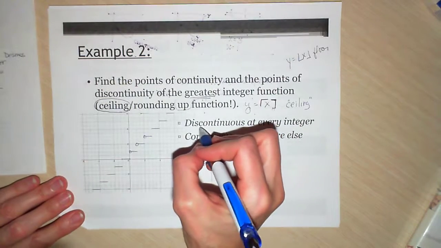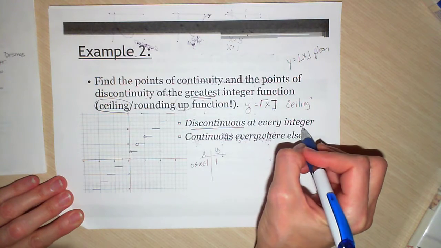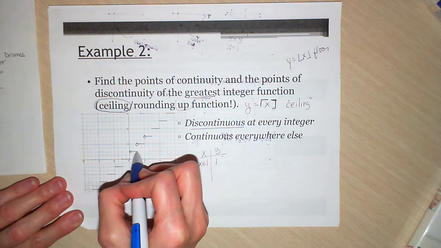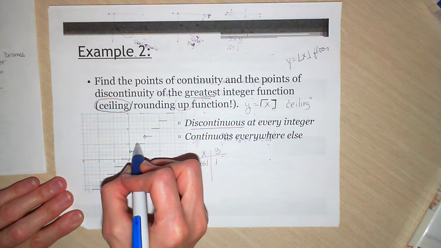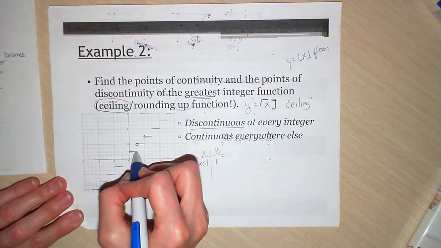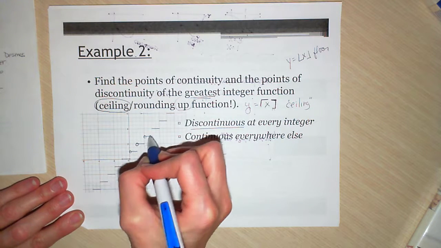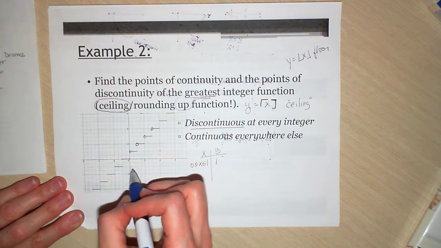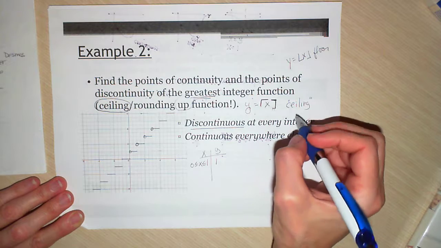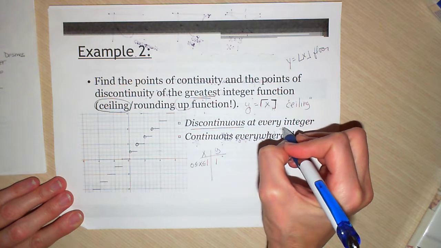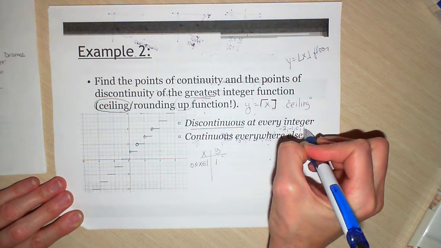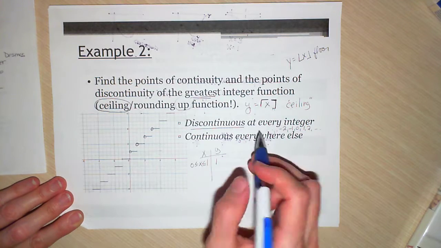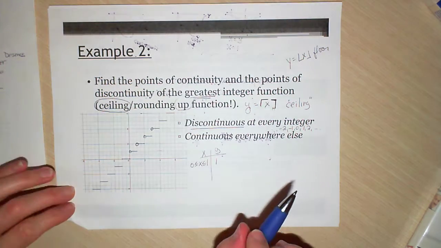So this one is discontinuous at the integer. Because when I'm at 1, I jump up to here. So here I have a discontinuity right here at x equals 1, a discontinuity at x equals 2, a discontinuity at x equals 3, a discontinuity at x equals -1. So I'm discontinuous at every integer, right? So this is like -2, -1, 0, 1, 2, on and on. I'm continuous everywhere else. So points of continuity and discontinuity would be right there.